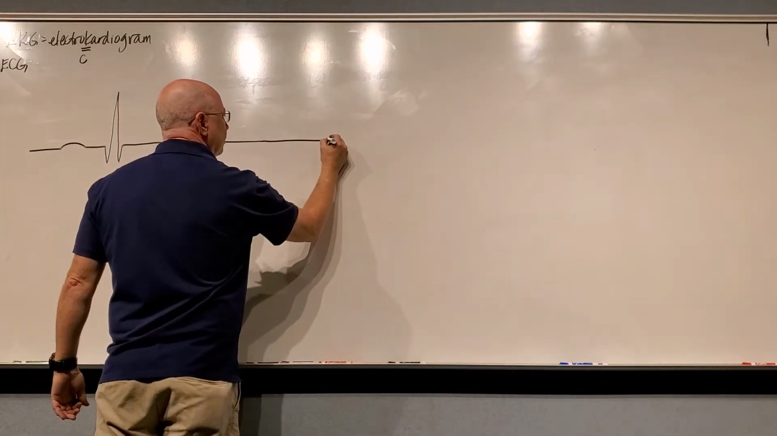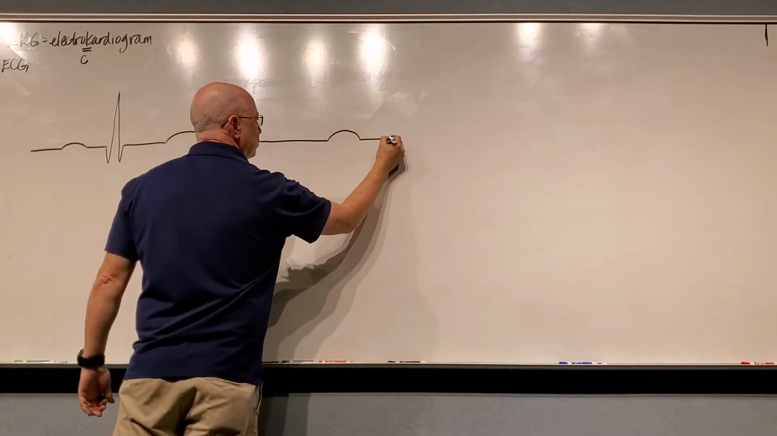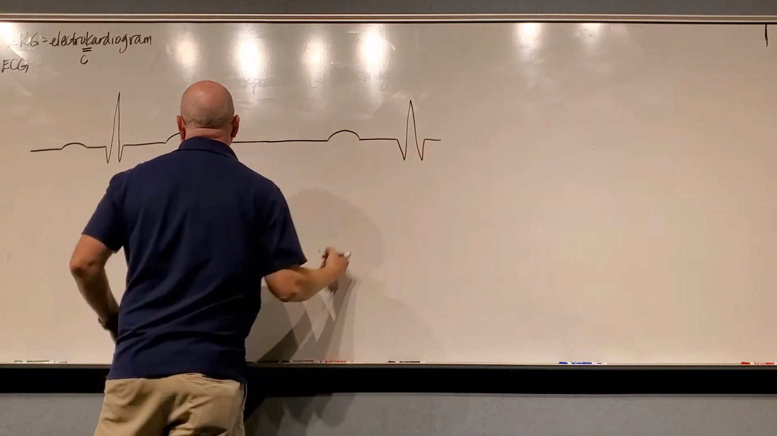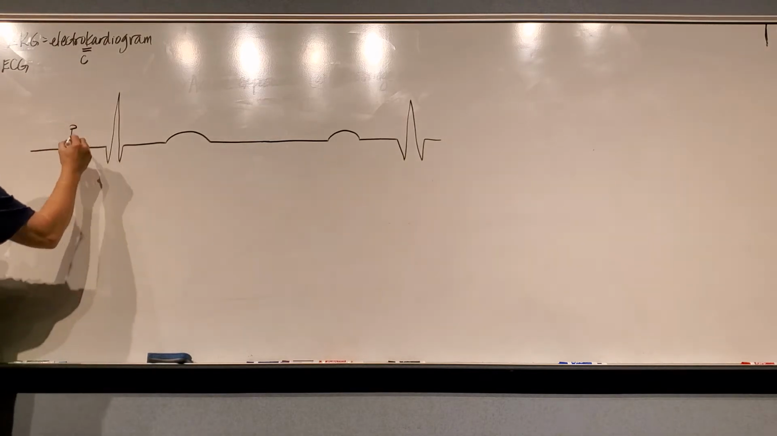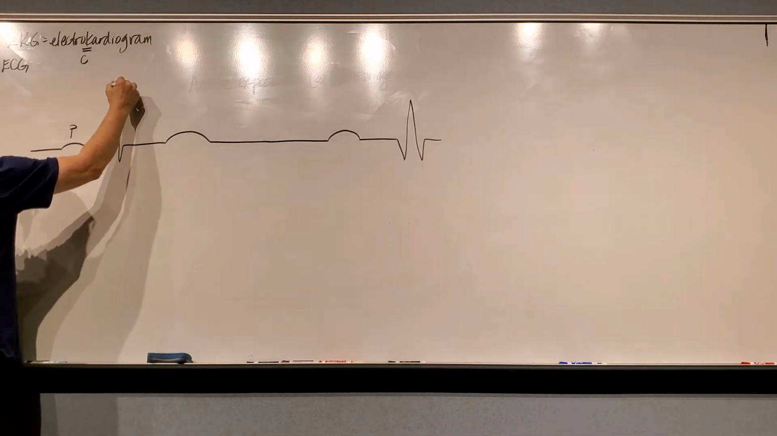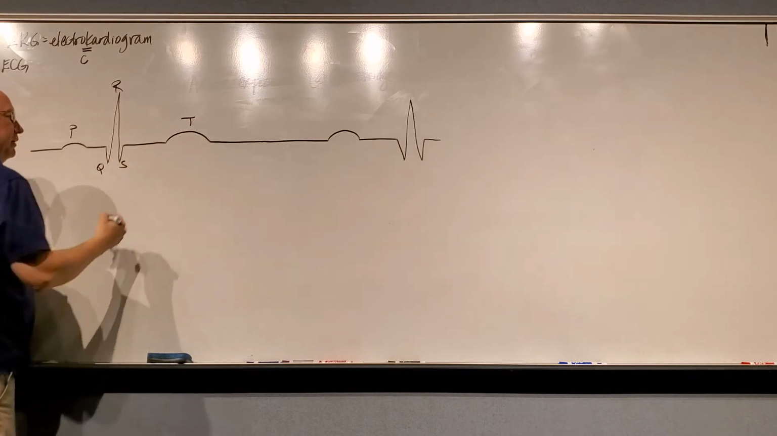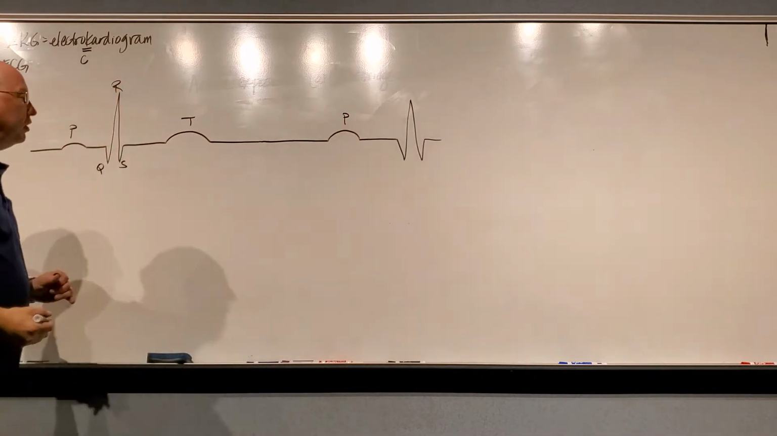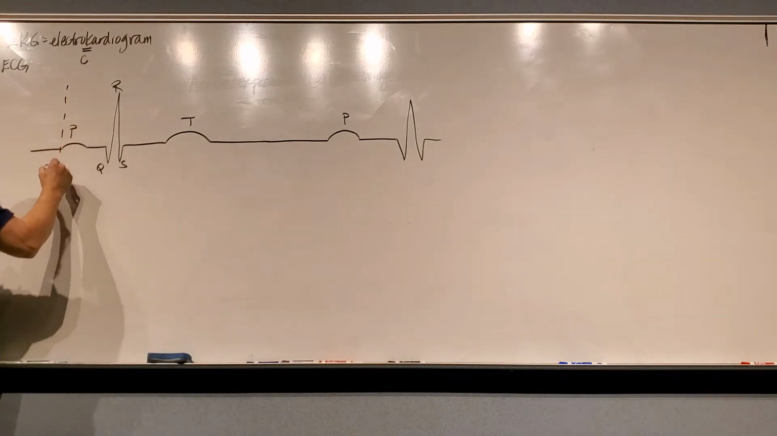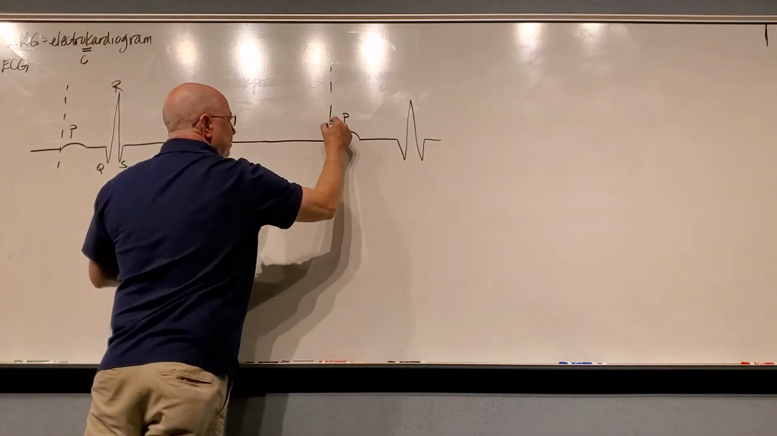Anyway, as this goes on, there'll be a long delay, and then we start the whole process over again. I didn't draw these exactly the same. These traces aren't perfect, but nonetheless, we have the waves here named the P wave, the Q wave, the R wave, the S wave, and the T wave. And then we get back to the beginning of the next P wave. What we call one cardiac cycle is from the beginning of one P wave to the beginning of the next P wave.